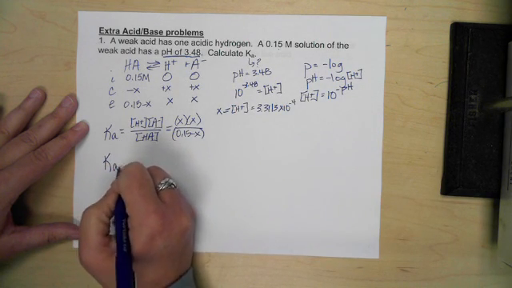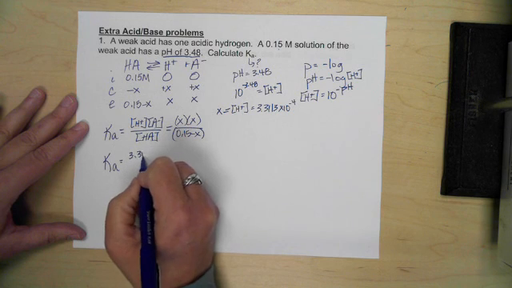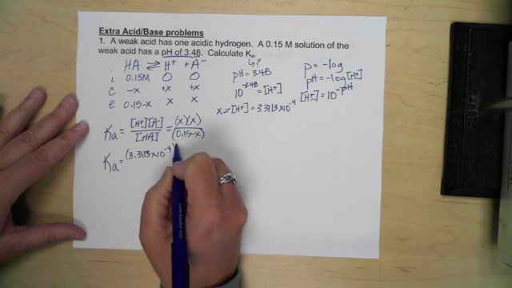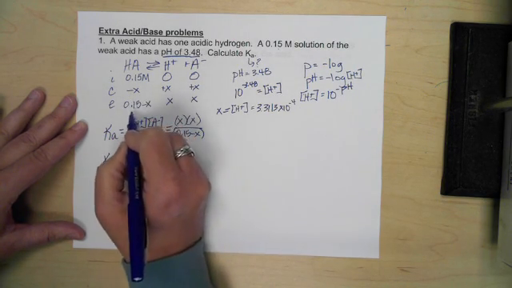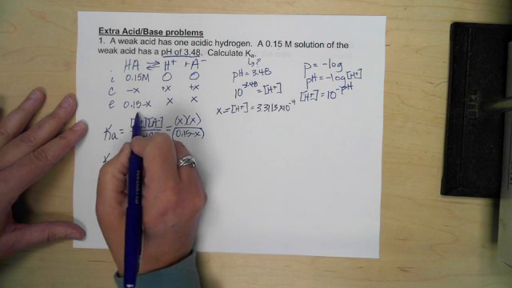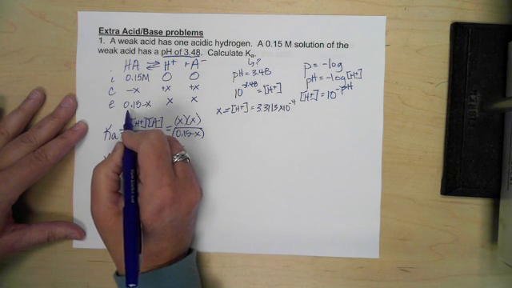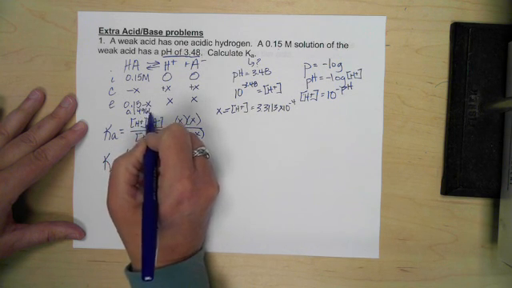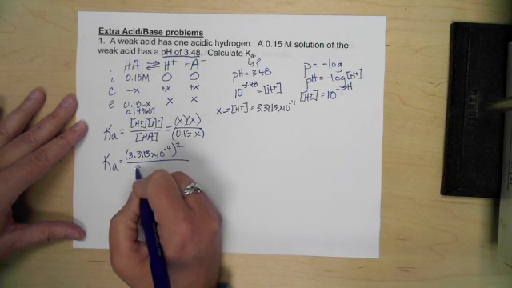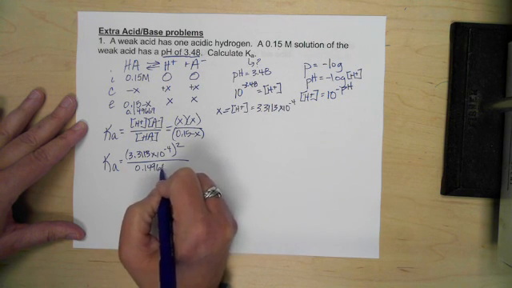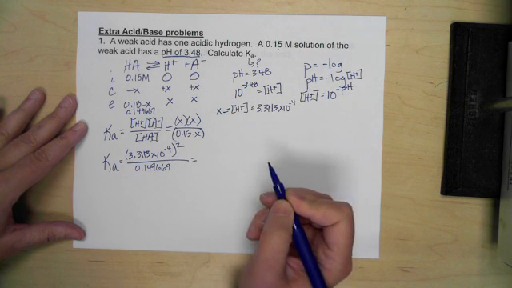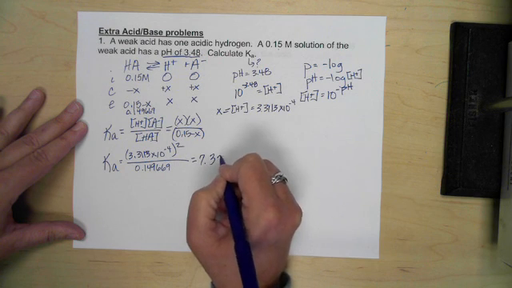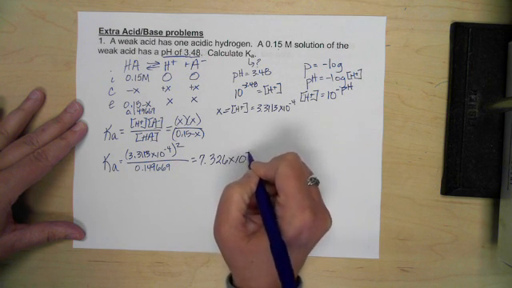So we now know our Ka is equal to 3.3113 times 10 to the minus 4 squared. Now, down here we have to go, all right, wait a minute, we're going to subtract the X from the 0.15, and this should give us a value of 0.149669. Okay, so 0.149669, and we're going to run the numbers, and our Ka then comes out equal to 7.326 times 10 to the minus 7th.